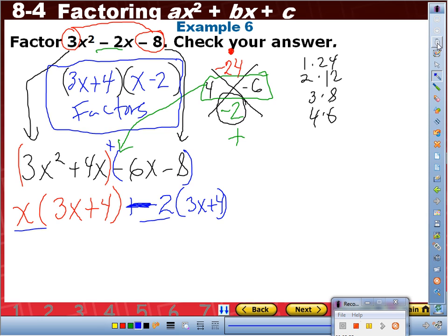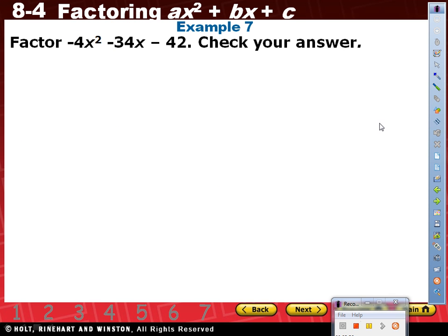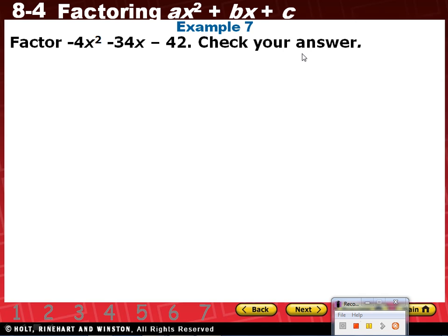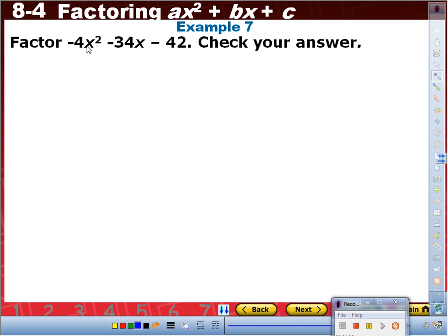Example number 7. Copy this one. See if you can do this one. Actually, no. I'm going to walk you through this one. But do the first step by yourself. Go. Example 7 says, factor negative 4x squared minus 34x minus 42. Copy that.